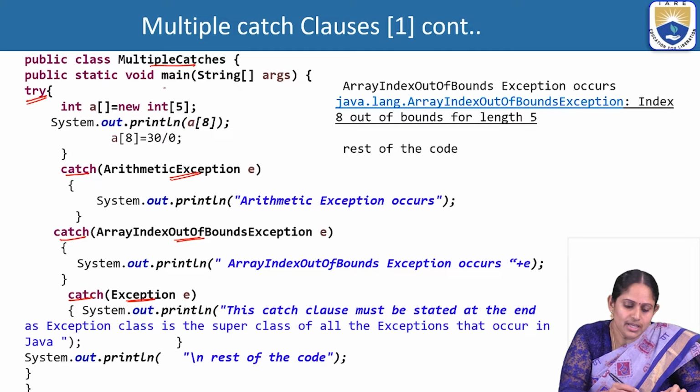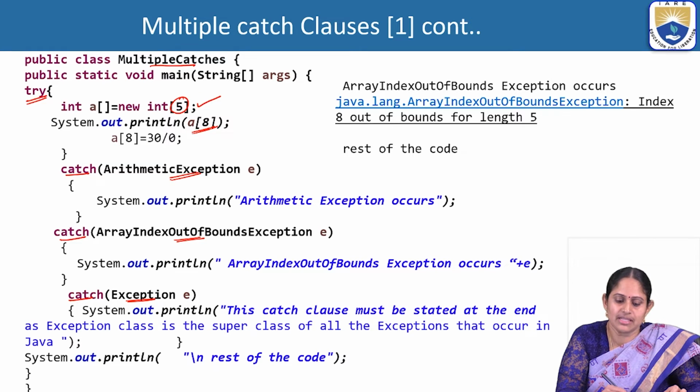Now here we have an array defined, creating an array of 5 elements. At this point, we are trying to access an element at the 8th location. We have an array of 5 elements, but we are trying to access the 8th element. So this will throw an array index out of bound exception. When it throws that, an exception object will be thrown at this point, so this statement will not be executed.